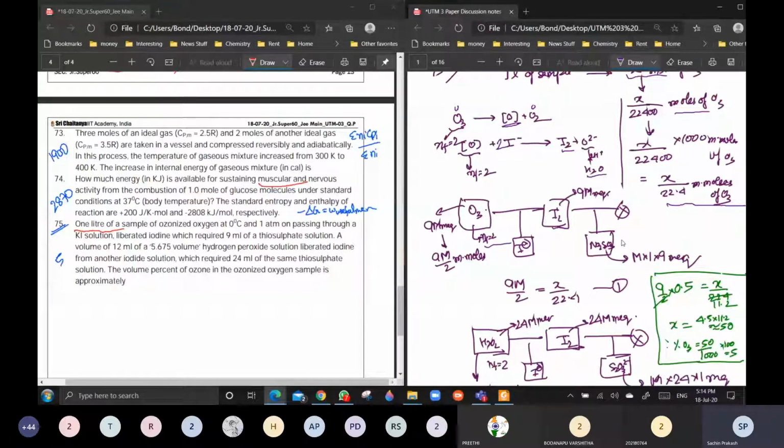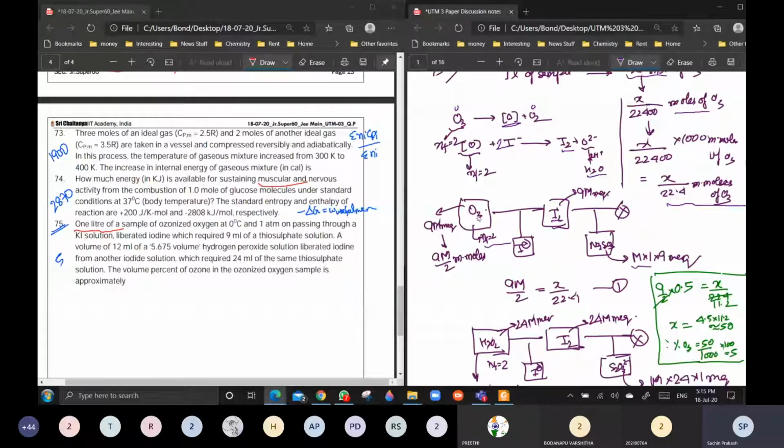So let us say that the molarity of the hypo solution is M. Then the milliequivalents of hypo will be M into 1 into N. So there are 9M milliequivalents of iodine, because 9M milliequivalents of hypo is 9M milliequivalents of iodine. And that should be equal to 9M milliequivalents of ozone.